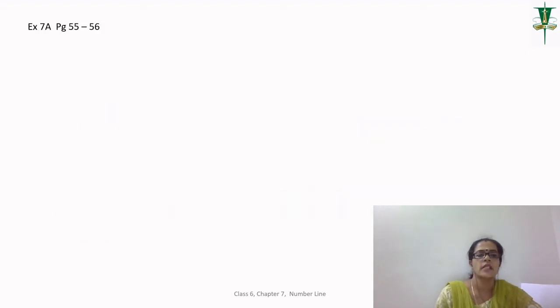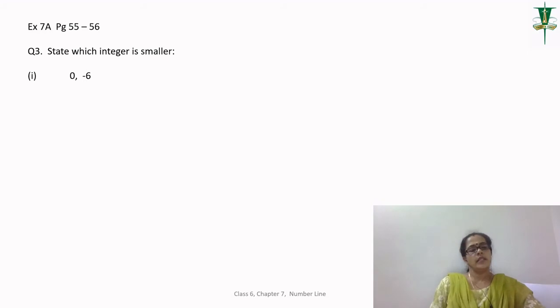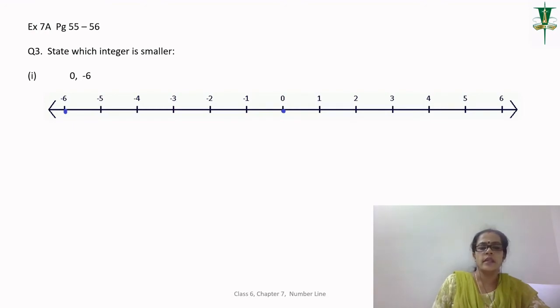Let's take the third sum, wherein you have to indicate which integer is smaller. So let's take the first question comparing 0 and -6. Use the number line, indicate both the given numbers, that is 0 and -6, on the number line, and you have your answer as to which is lesser. The number to the left. So -6 is lesser than 0.